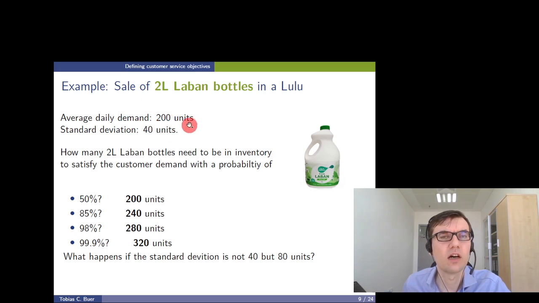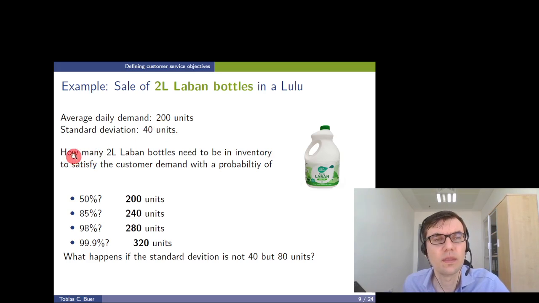Let's assume we are a grocery store like Lulu, Nesto, Carrefour, whatever, and we know that in our store on average we sell 200 bottles of 2-liter Laban every day. So the average daily demand is 200 units. We look at the numbers for 1 month, for example, and we realize that the standard deviation is 40 units. This is all done by basic statistics.